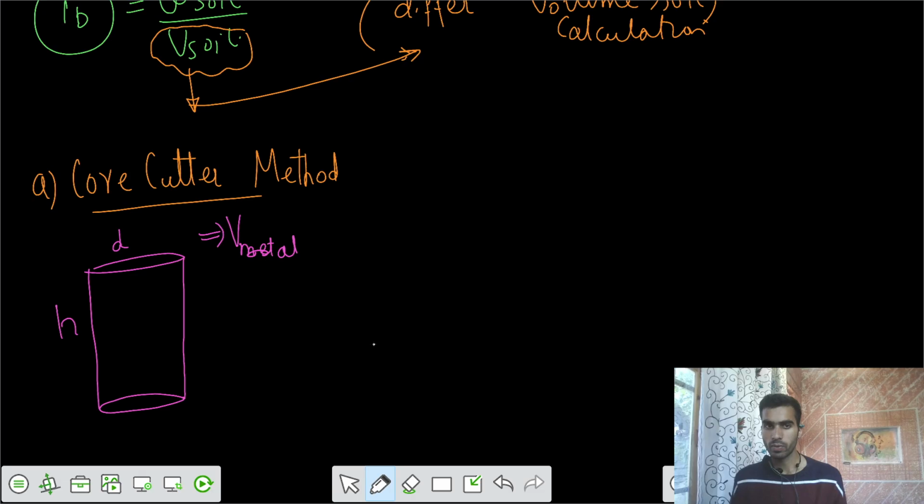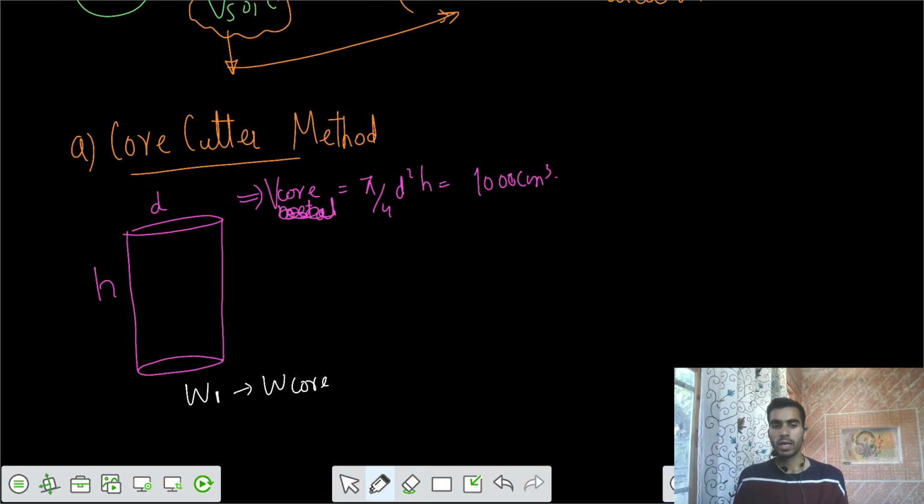The volume of that core is pi by 4 d square h, which is almost equal to 1000 centimeter cube. Now let the weight of the core only be W1. Now we are going to the field. This is your field method, and we take the core cutter with us.